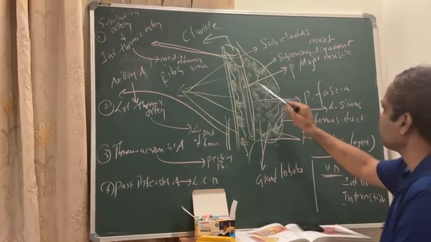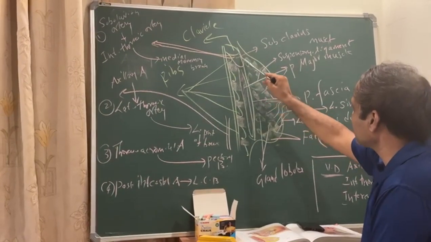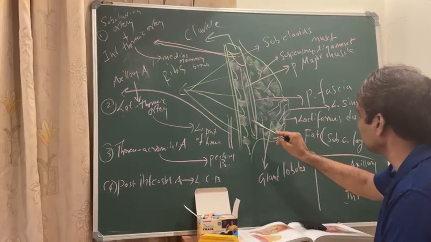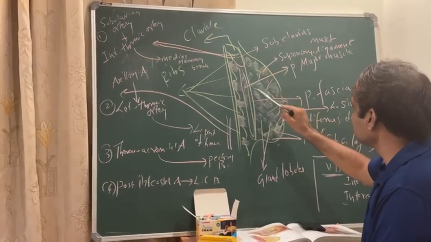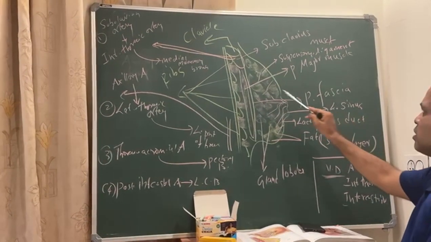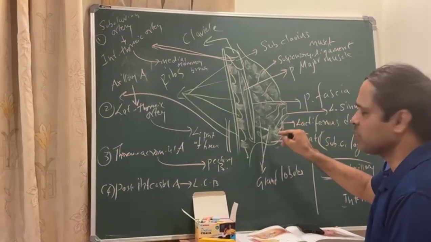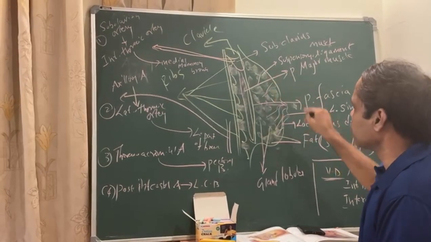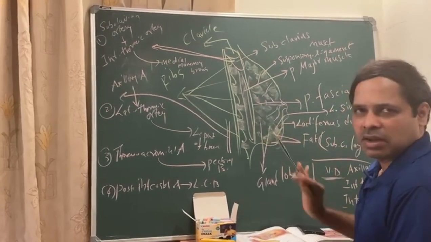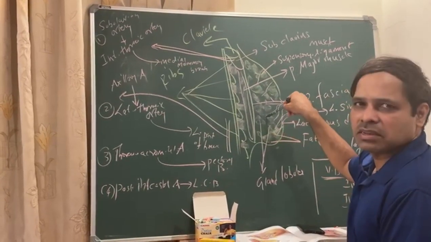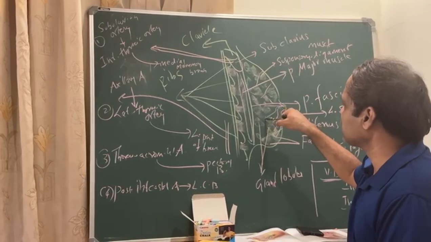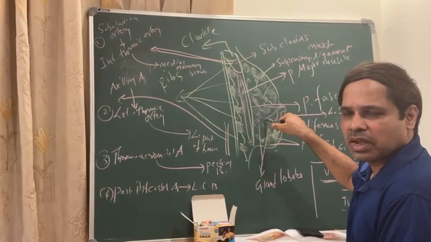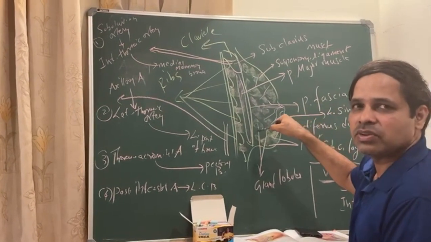This fascia in front of the pectoralis muscle is called the pectoralis fascia, and the breast tissue is attached to it. This is about the anatomy of the breast tissue. It will increase in size during puberty, and it will increase more in size during pregnancy.